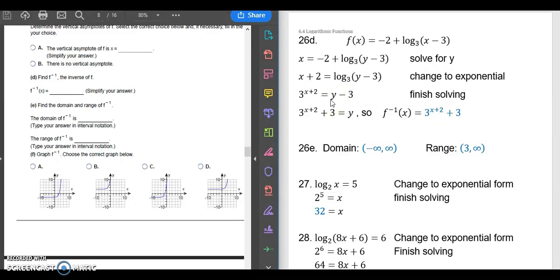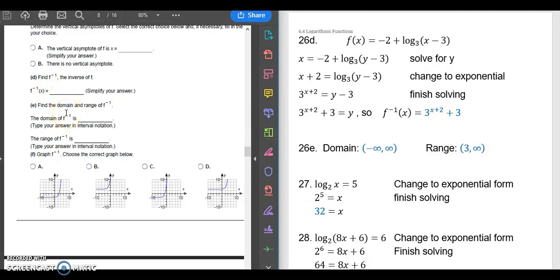And we are going to finish solving it like a normal equation for y. So we get 3 to the x plus 2 plus 3 now, because we had to add 3 to both sides, equals y. So here is our inverse function. We have 3 raised to the x plus 2 plus 3 now. So that is our inverse for part D.